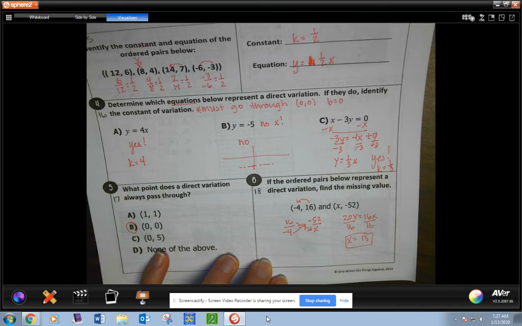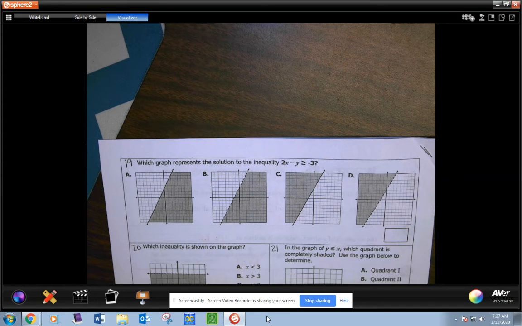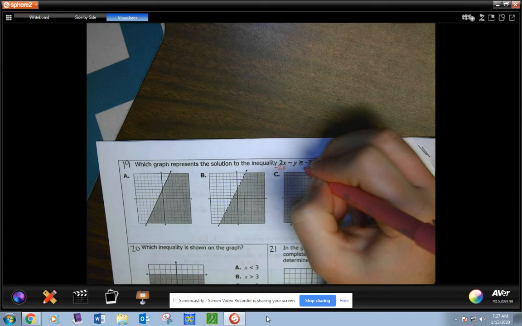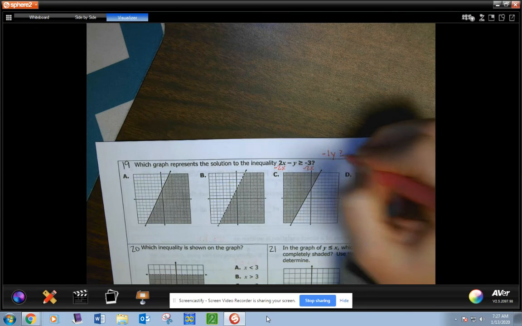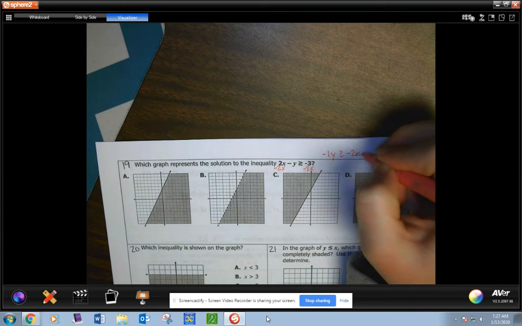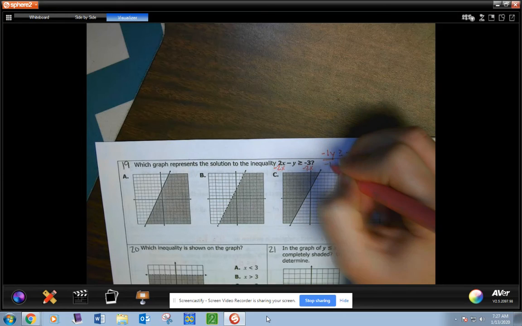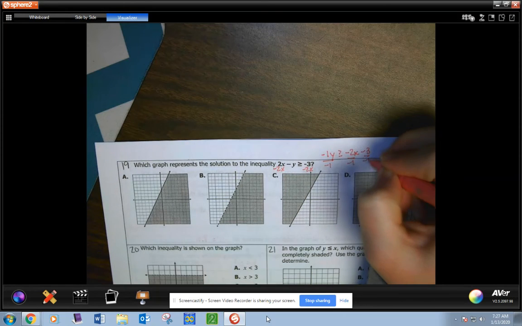All right, we got one more page. Okay, so 19. Which graph represents the solution to the inequality 2x minus y greater than or equal to -3? Well, the first thing you're going to need to do is get this in y equals. So we're going to move the x by changing the sign. That gives me -1y is greater than or equal to -2x minus 3. And I'm going to divide by -1.